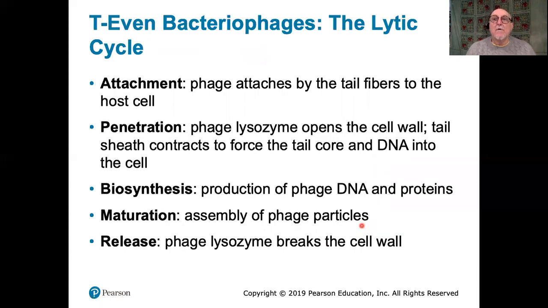And T-even causes a lytic reaction. So the first thing is, as we've explained already, the virus attaches to the cell wall by the tail fibers, recognizes the correct host cell type through those tail fibers, and attaches. Those tail fibers collapse. The phage pokes a hole through the cell wall, through the cell membrane.